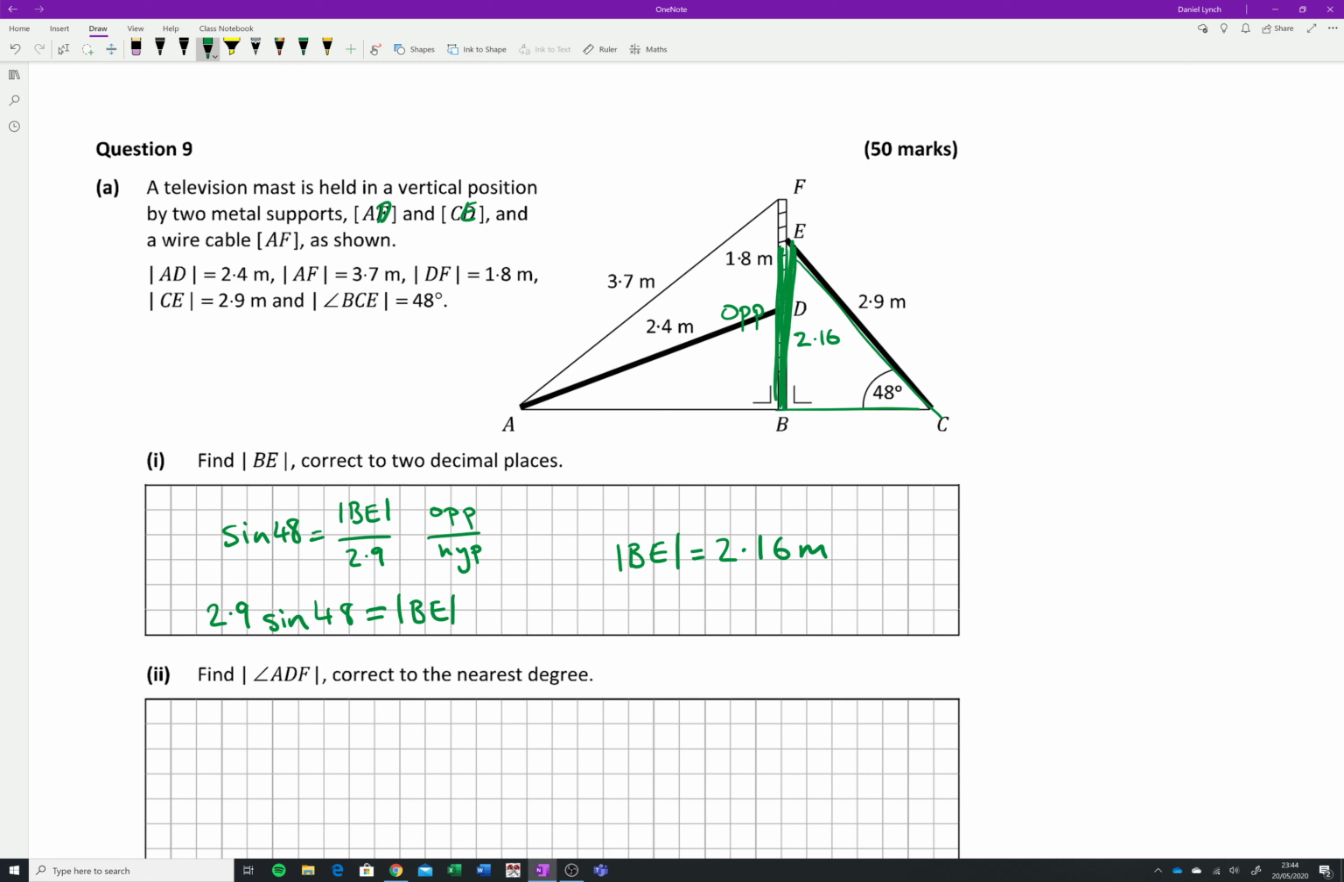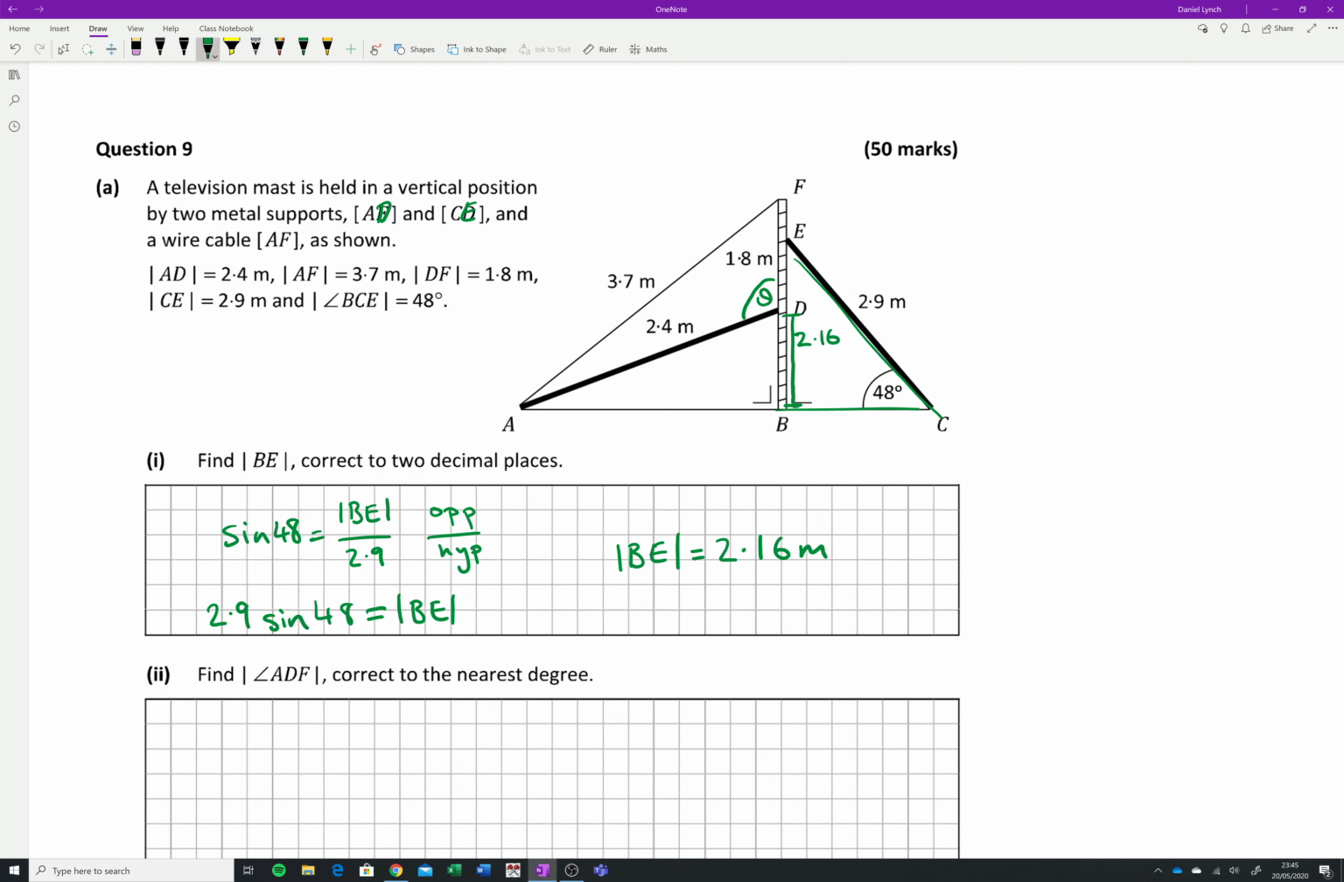Okay, find angle A to D to F. So A to D to F means find this angle in there. We'll get rid of that. A to D to F, the 2.16 is just from there to there. So find this angle here. So again, I say to myself, what type of triangle is this part of? Okay, what type of triangle is this part of?